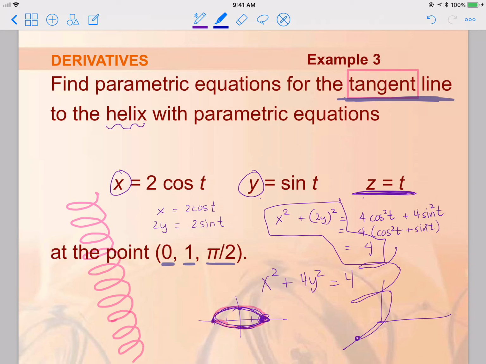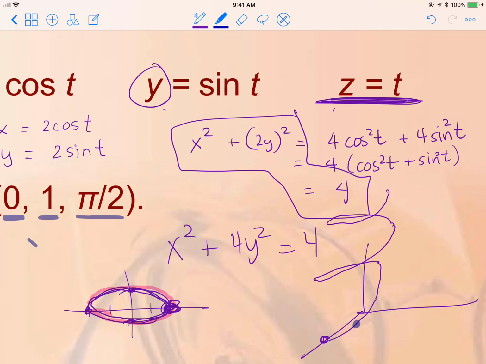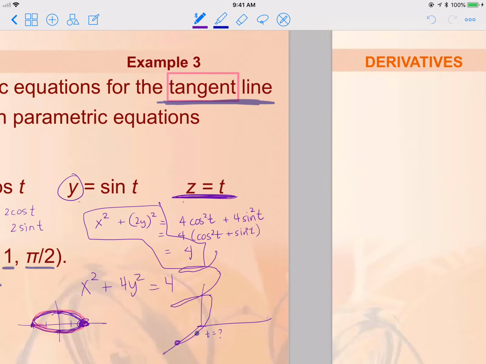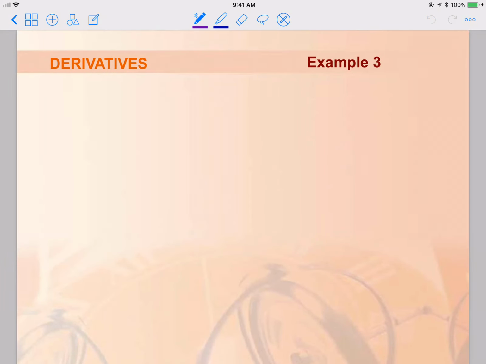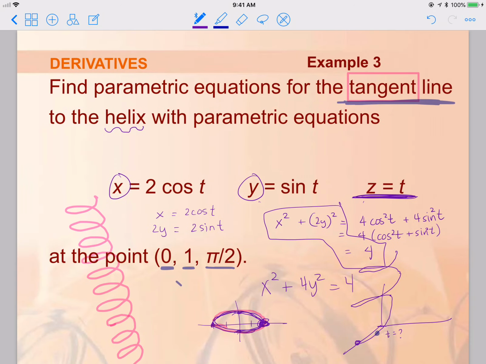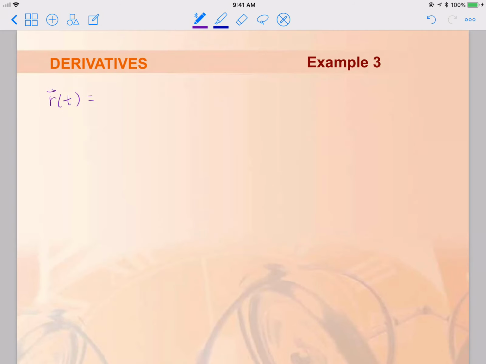So we've got to figure out at what time we are at this location of 0, 1, pi over 2. So that looks like about here, right? So for what value of t are we at this location? Does that make sense? Okay. So our equations are 2 cosine t, sine t, t.